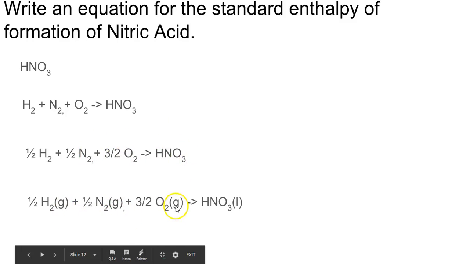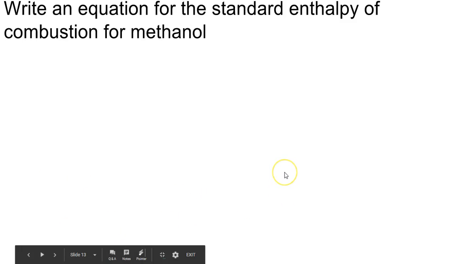Also, don't forget your state symbols. You will lose a point if you don't. And these are the states at STP. So hydrogen, nitrogen, and oxygen are all gases. Nitric acid is a liquid.